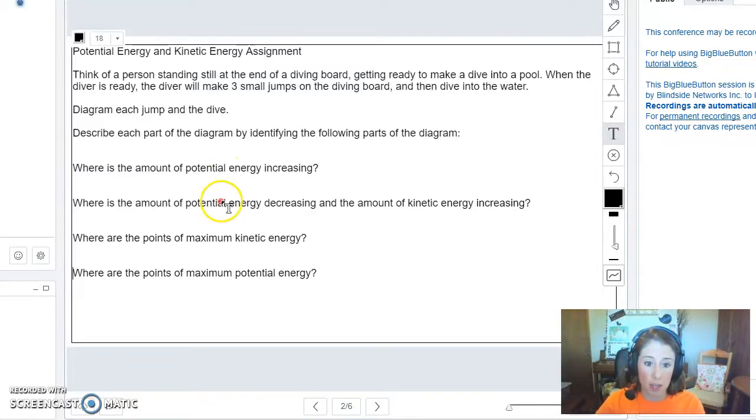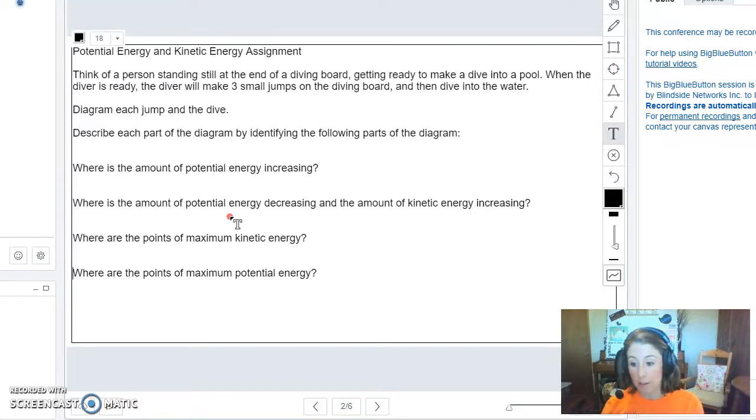The next part says, where is the amount of potential energy decreasing and the amount of kinetic energy increasing? So where do we have that transformation of energy? We're going from potential to kinetic. What we've got is our diver. They've jumped up and they're either going to come back down or they're going to make their descent. So let's do our descent into the water. Once we've done our 3 jumps, we're up in the air, and we're coming down into our descent into the water.